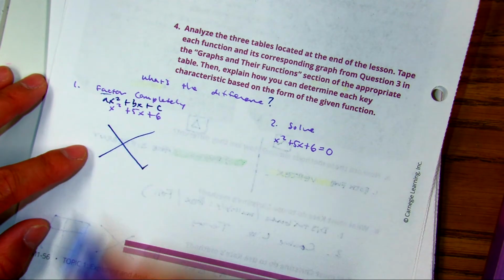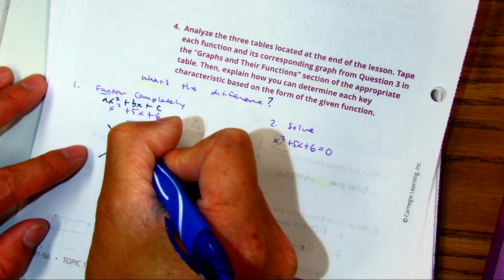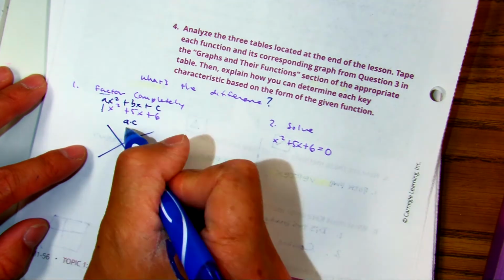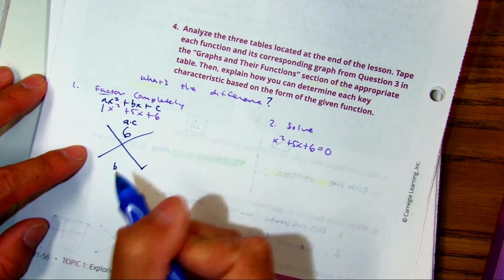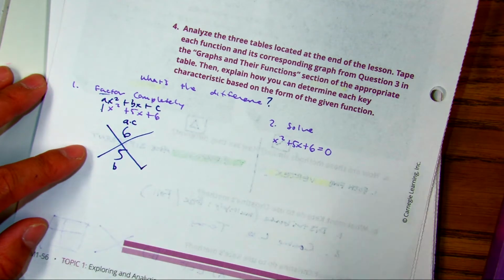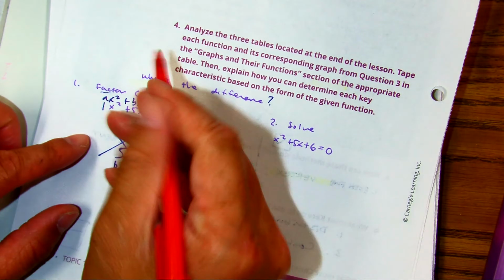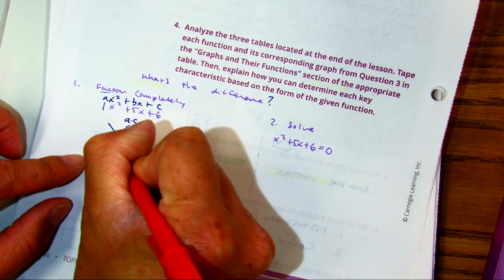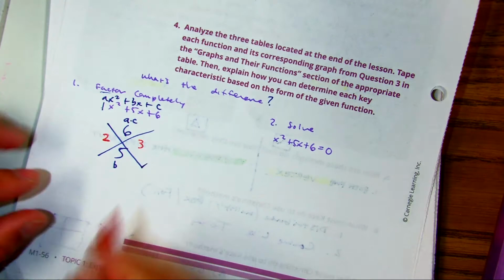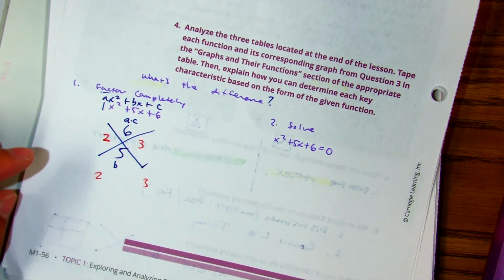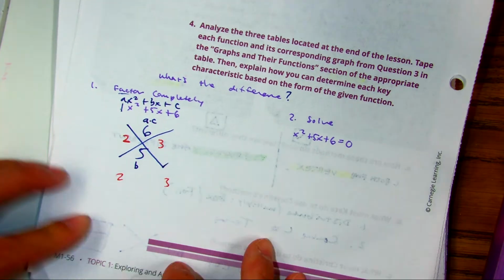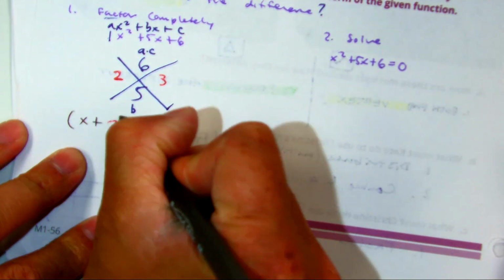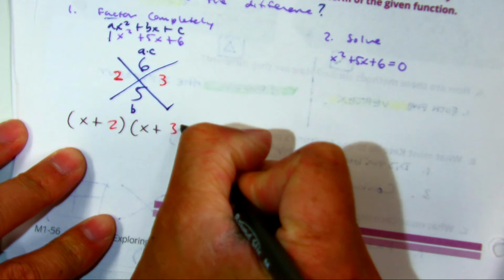Class, what 2 letters go up there? A times C. And what is A times C? 1 times 6 is 6. Your B value? 5. What are the 2 numbers that multiply to be 6, but add to be 5? Does it matter which order I put this? 2 or 3 or 3 and 2? No. So our answer is going to be, how do you fill that in? X plus 2, X plus 3.